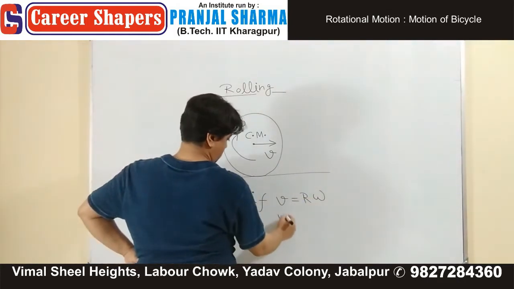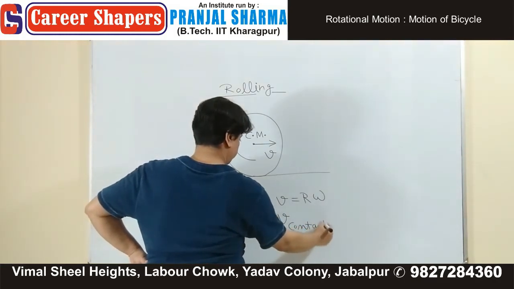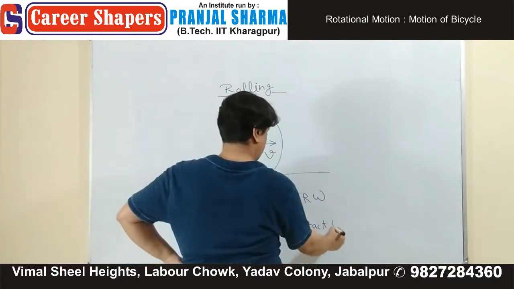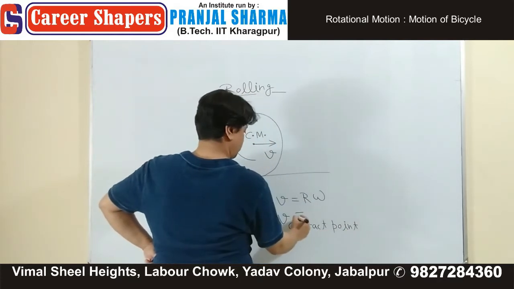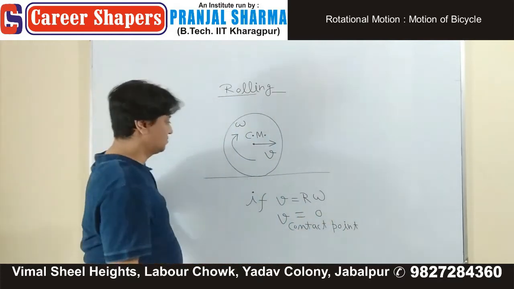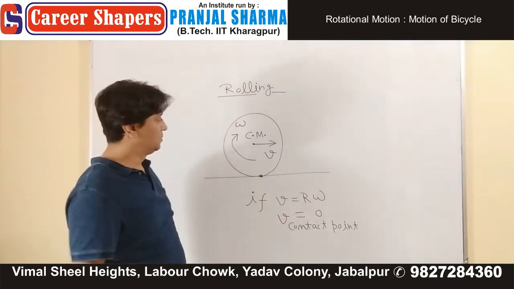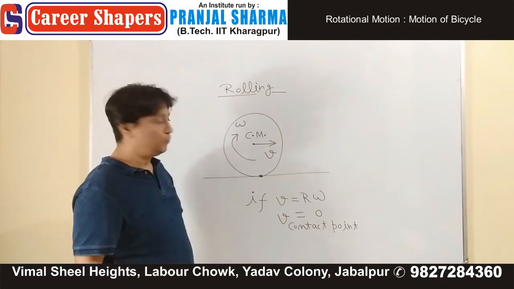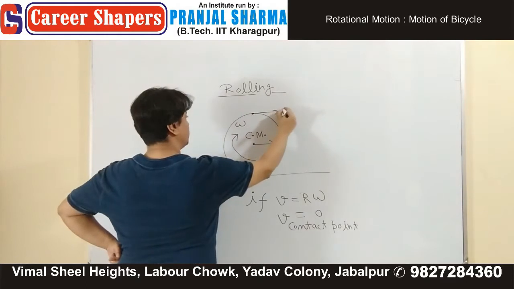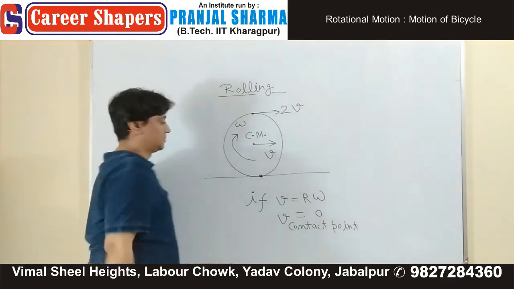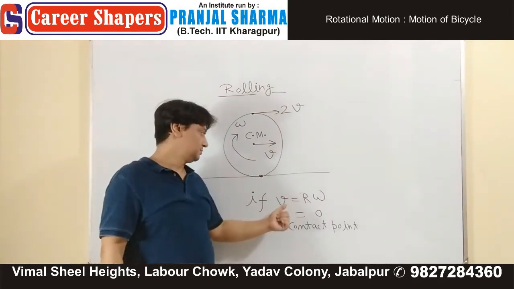then the velocity of the contact point becomes zero. This is the contact point. Its velocity becomes what? Zero. Center of mass moves with V, and the highest point moves with 2V. This is something which we did in the previous lecture.